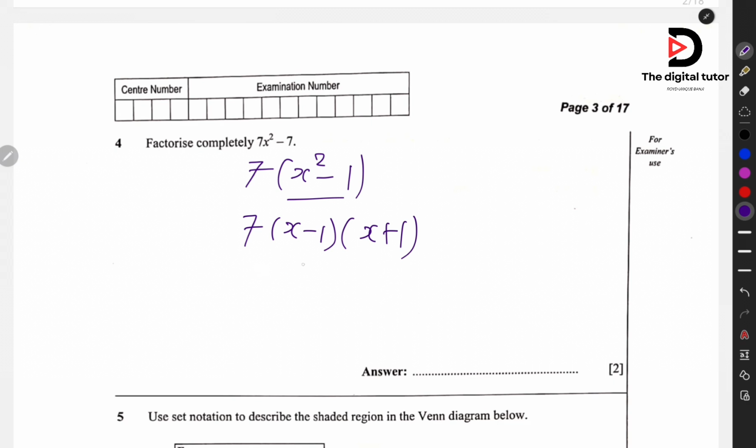So since we are factorizing, this is the end. So 7(x plus 1)(x minus 1). Okay.